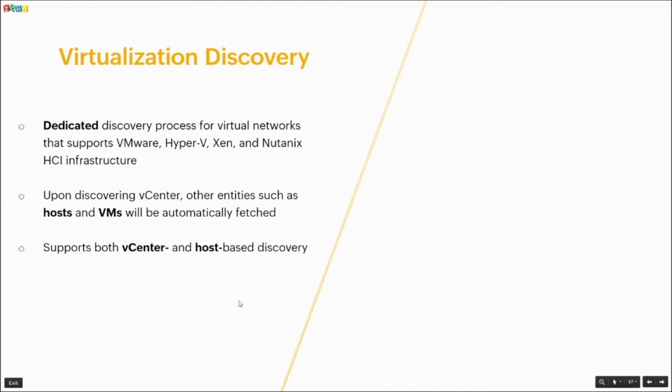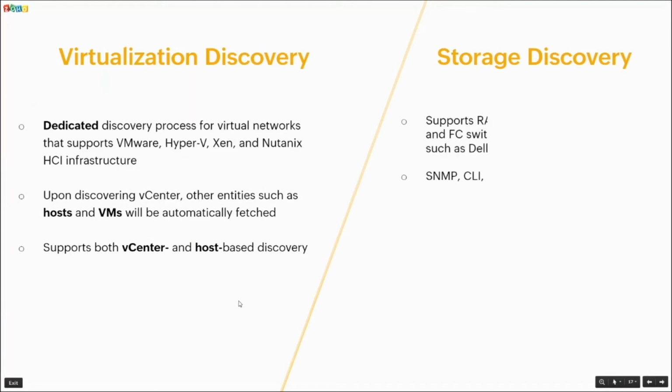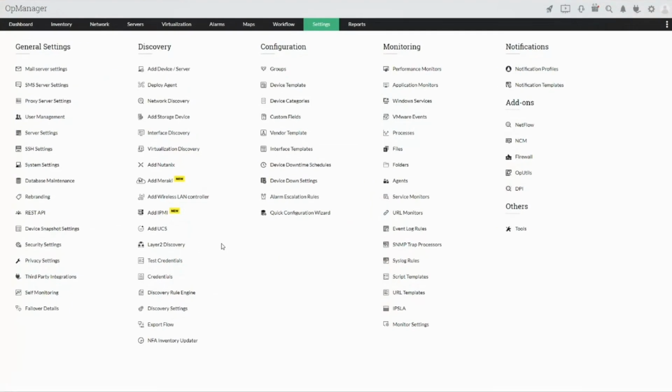So the next topic which we're going to see is about the storage-based discovery. In our environment, we will have storage devices from various vendors, and OpManager allows you to monitor and discover these storage devices in a much easier and clearer fashion. OpManager supports RAID storage, tape library, FC switches from various vendors such as Dell, HP, Huawei, and other vendors as well. And for storage-based discovery and monitoring, we can use SNMP, CLI, SMI, and API credentials to add and monitor them.